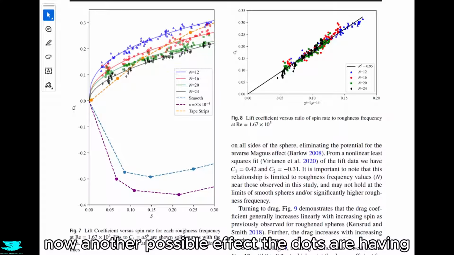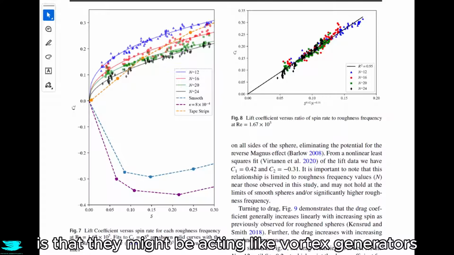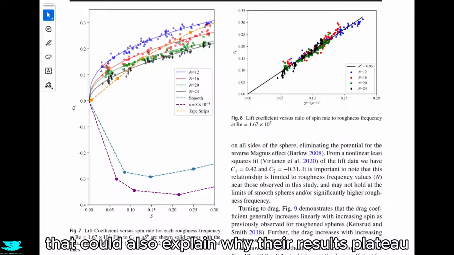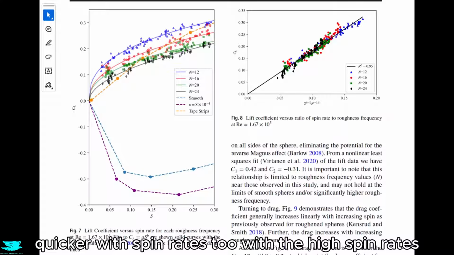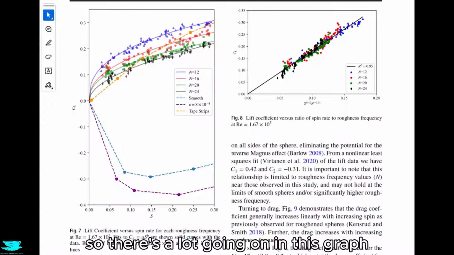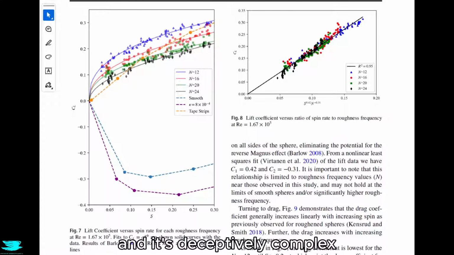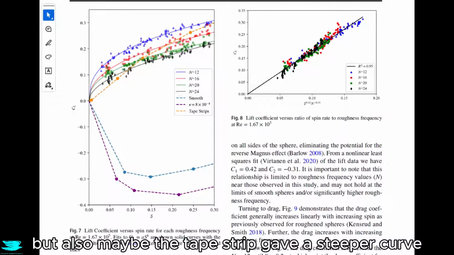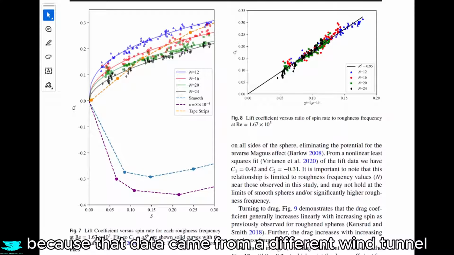Now, another possible effect of the dots is that they might be acting like vortex generators. That could also explain why their results plateau quicker with spin rates, with the high spin rates. So there's a lot going on in this graph and it's deceptively complex, but also maybe the tape strip gave a steeper curve because that data came from a different wind tunnel.